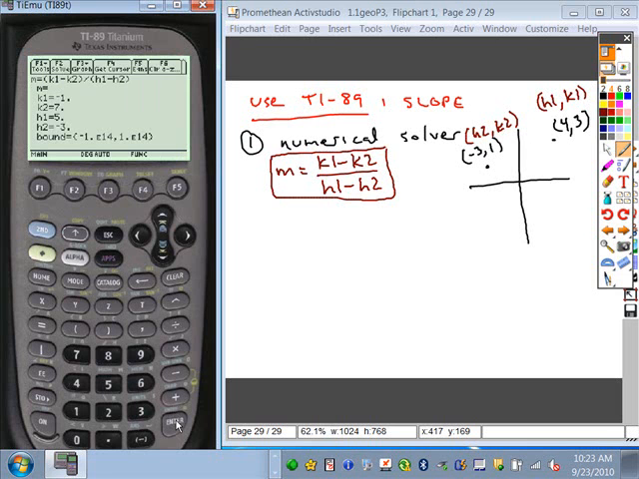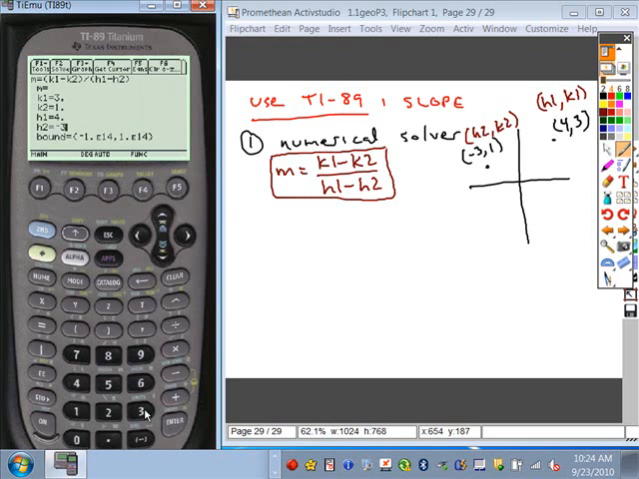Once I enter this in the calculator, all I need to do is hit enter. And now what it shows me is empty spaces for all the variables that I've identified: m, k1, k2, h1, h2. You guys won't have these numbers already here. All I need to do to solve for the slope is enter the correct values for each of these variables. Our m is unknown, so we'll leave that blank. Our k1 value is 3. Our k2 value is 1. Our h1 value is 4. And our h2 value is -3.